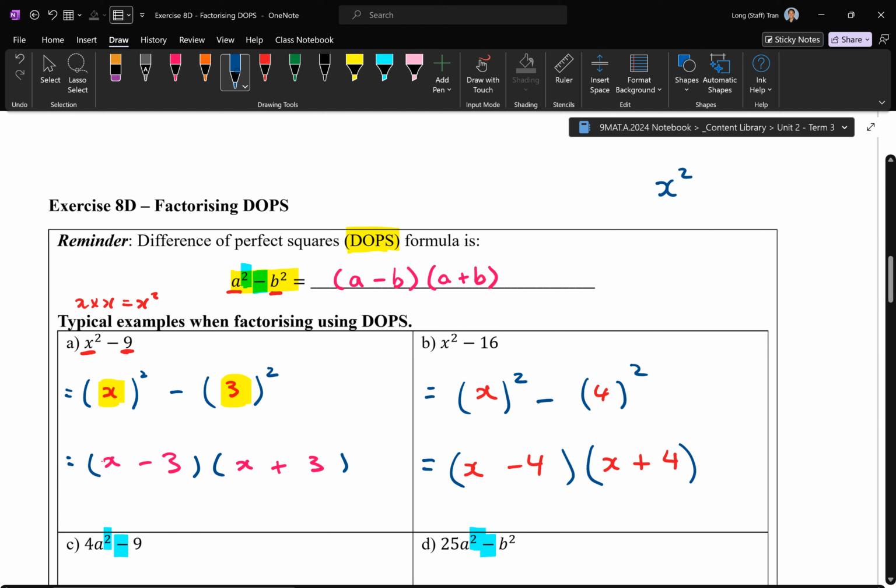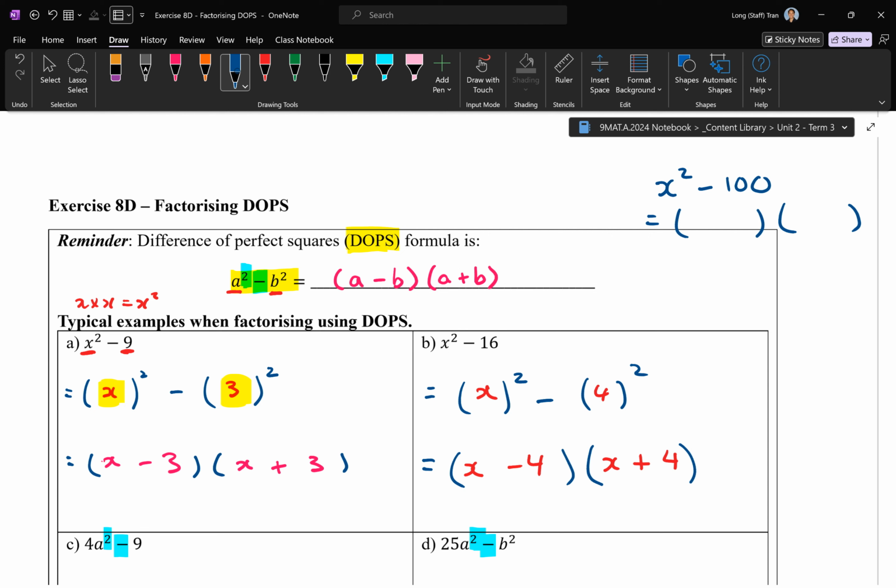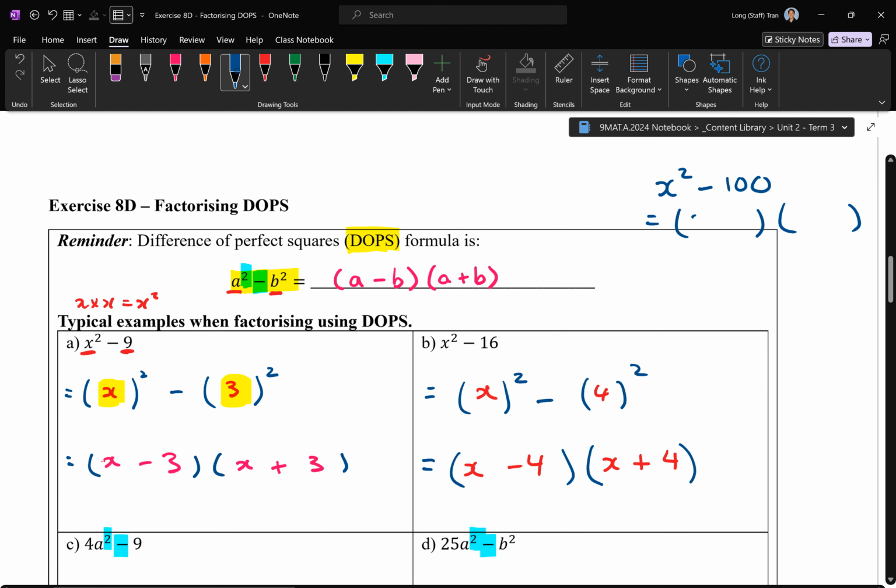If I said x squared minus 100, what would the two numbers be inside the brackets? Anyone want to have a go? What would be inside? X and 10. So it should be x minus 10 and x plus 10. Very good. Let's do another one. What if I change to x squared minus 25? What are my two numbers in this case, Jack? X and 5. It will be x minus 5 and x plus 5.